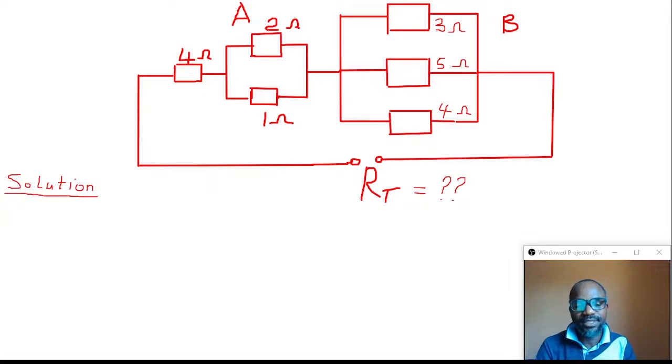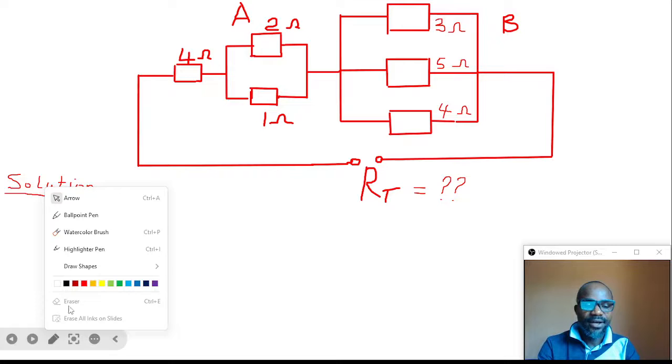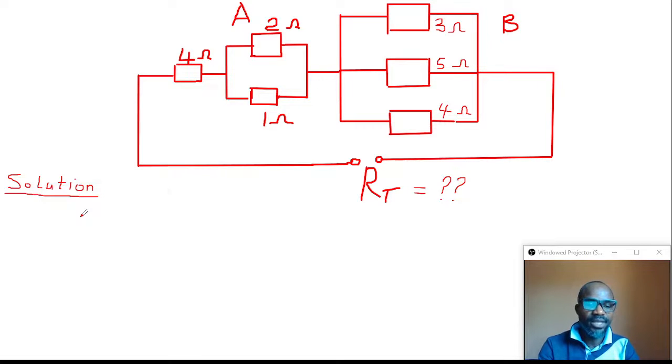Let's move into it. Today we are going to see how to solve this and arrive at the answer in a very unique way. Alright, so let's pick our ball pen. The first thing we need to understand here is that there are two sections. Section A contains two resistors connected in parallel. Section B contains three resistors connected in parallel, right? So we have two sections, A and B.